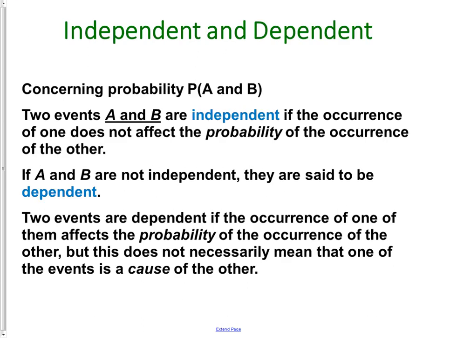We'll start with discussing our probability of A and B. And the words A and B are associated with events that are either independent or dependent. Two events A and B are said to be independent if the occurrence of one does not affect the probability or the occurrence of the other. If A and B are not independent, they're said to be dependent. Two events are dependent if the occurrence of one of them affects the probability of the occurrence of the other. This does not necessarily mean that one of the events is the cause of the other.